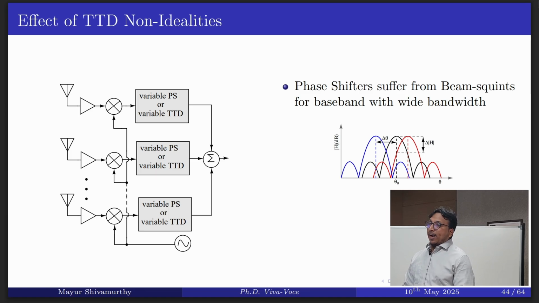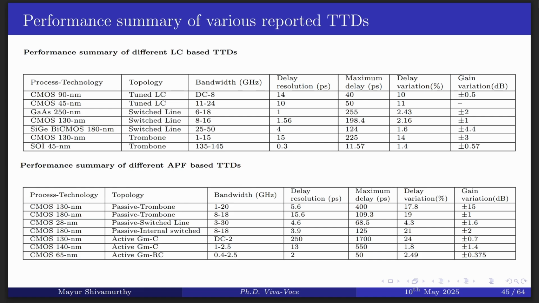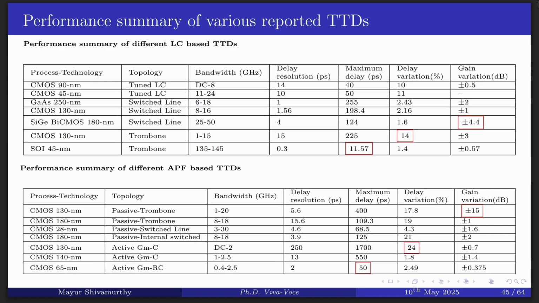So generally for wideband signals, true time delay elements are preferred over phase shifters for beamforming, and ideal TTD circuits must maintain a flat delay and constant gain in order to have a proper beamforming process. But we have done a literature survey on different TTD circuits, and the practical TTD circuits do show a certain amount of delay variation as well as gain variation. If we see particularly in case of LC based TTD, there is a gain deviation of plus or minus 4.4 dB and a delay variation of 14%.